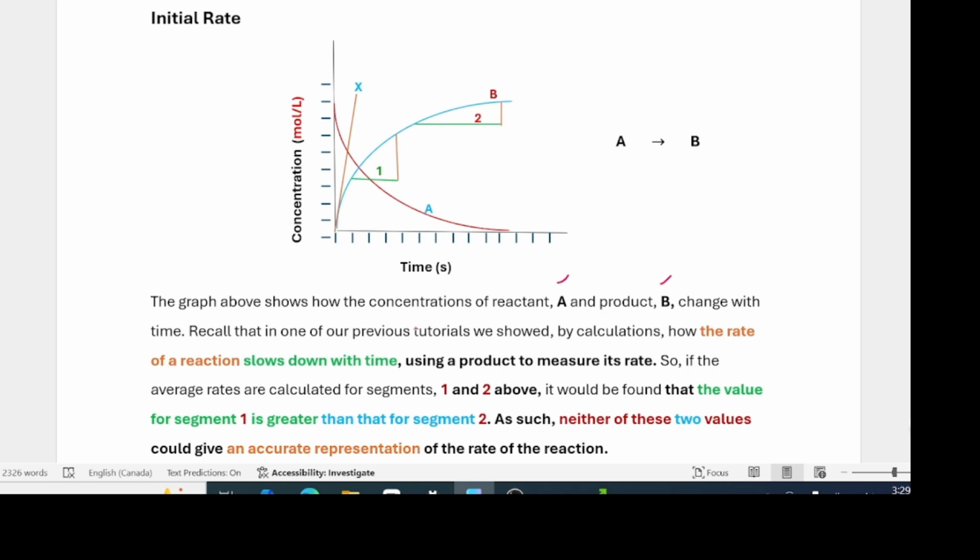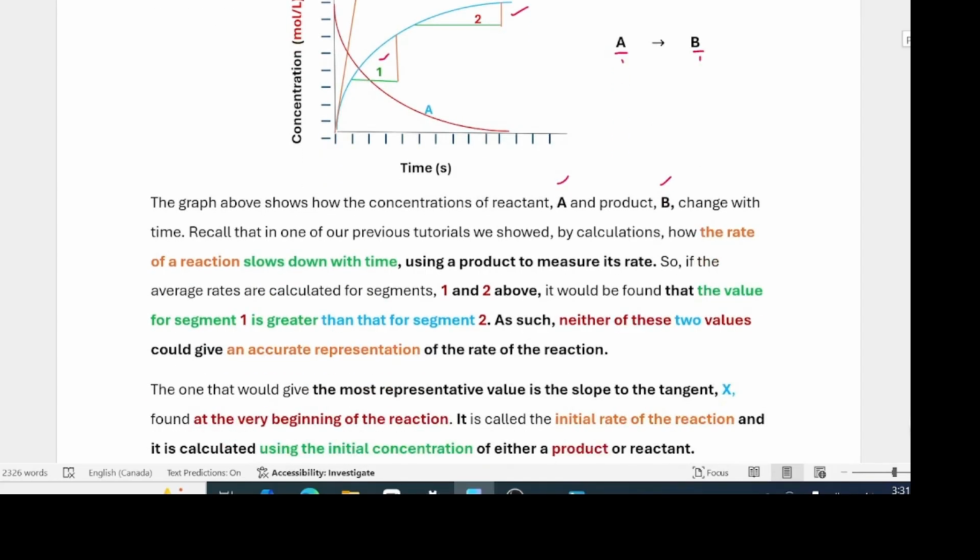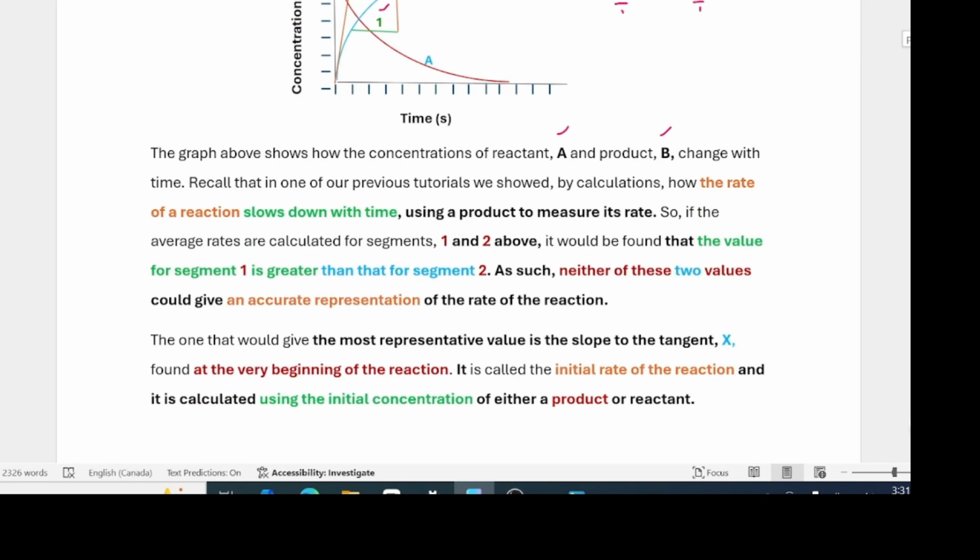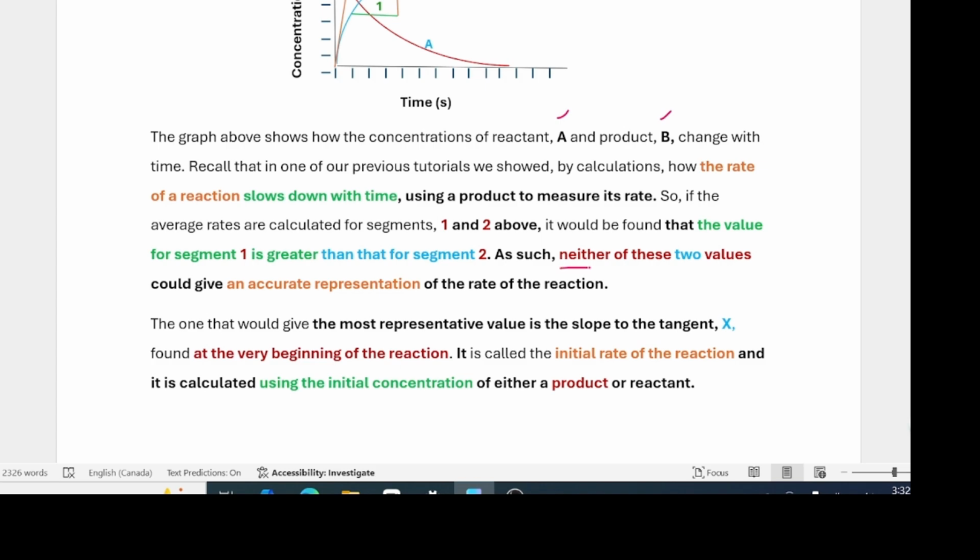Recall that in one of our previous tutorials, we showed by calculation how the rate of a reaction slows down with time using a product to measure its rate. So if the average rates are calculated for segments 1 and 2 above, it will be found that the value for segment 1 is greater than that for segment 2. So that shows that as time goes by, the rate of a reaction decreases. So neither of these two values could give an accurate representation of the rate of the reaction.